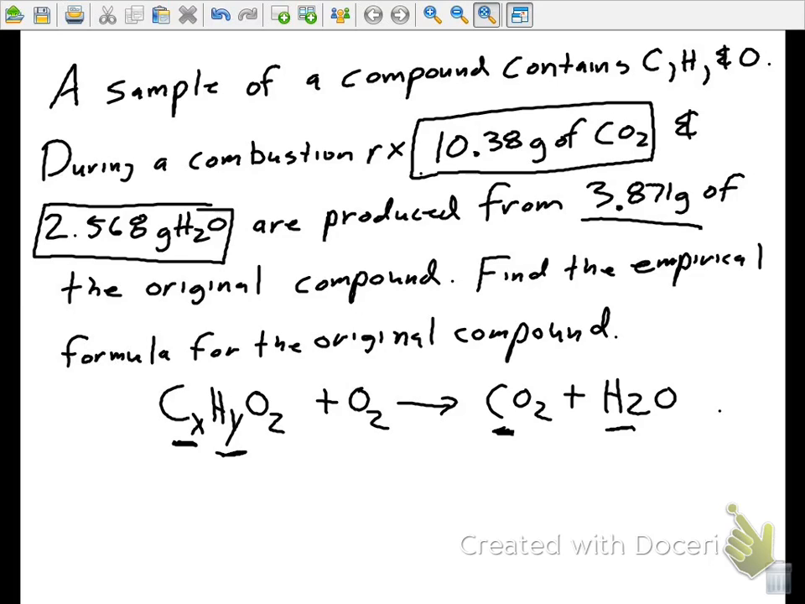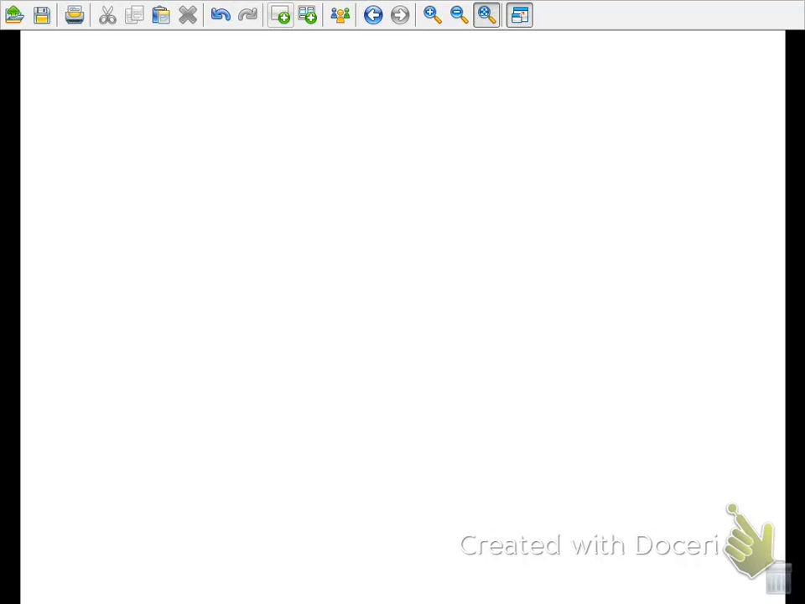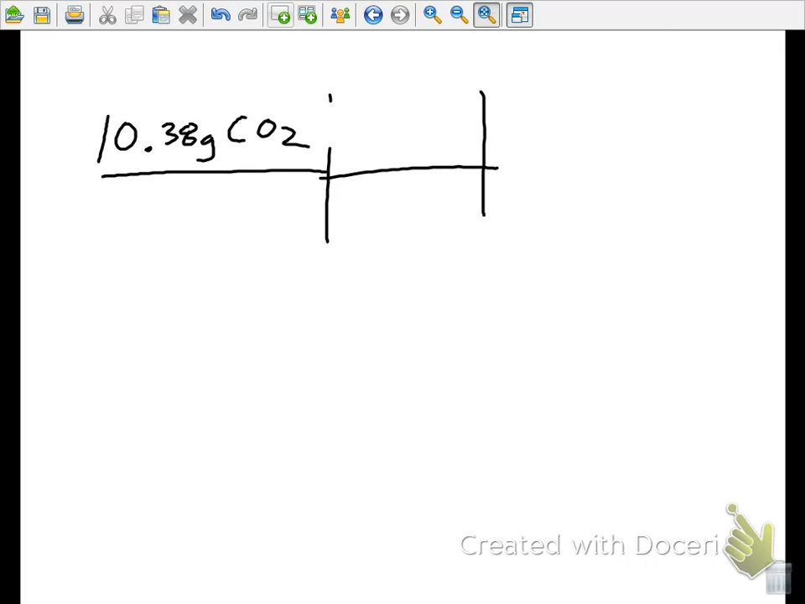Okay? So let's go ahead and I'm going to show that. So the first thing I'll do is I'll do CO2. So I got 10.38 grams of CO2. So then I can go grams of CO2 to grams of carbon. And it is 44.01 grams to 12 grams is my ratio. Now I got grams of carbon. And we know that the source of that carbon was the original compound. So I go ahead and do that calculation, and I come up with 2.83 grams.